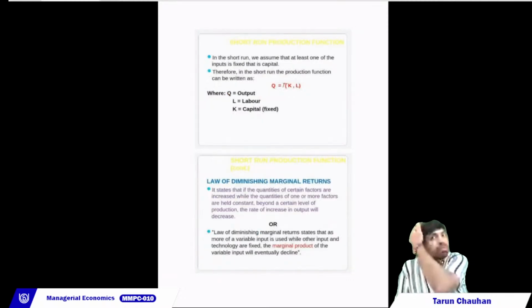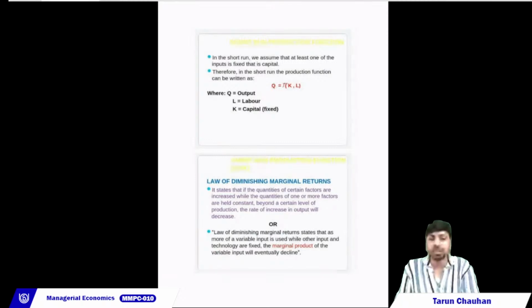So when we talk about the short-run production function, in the short run, as indicated, one input becomes fixed and the other input becomes variable. That means it gets changed. The one very important factor that gets fixed is capital. So capital is one of the factor inputs that is always fixed, regardless of how much output the firm gets or the level of output it yields.